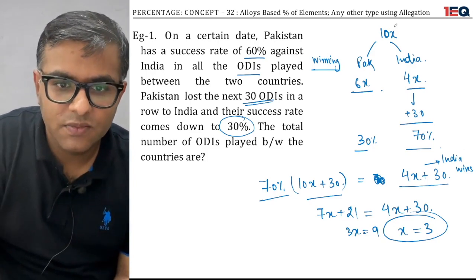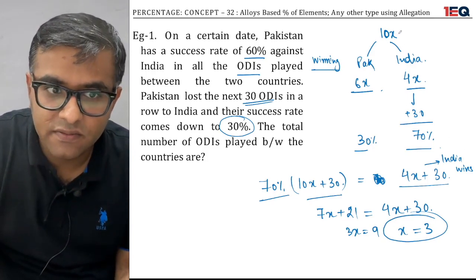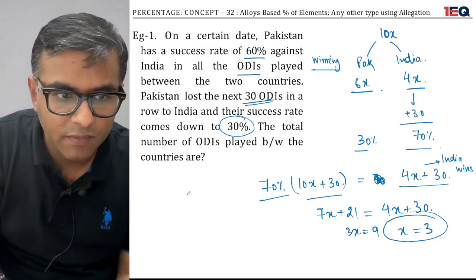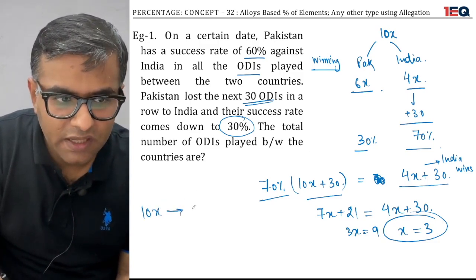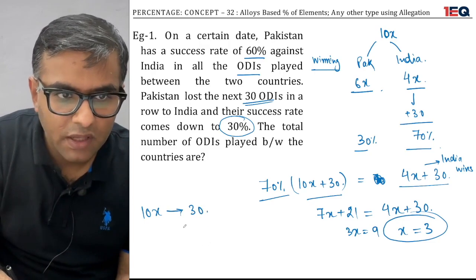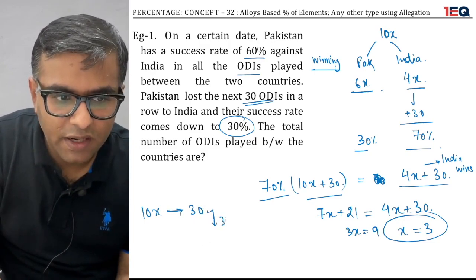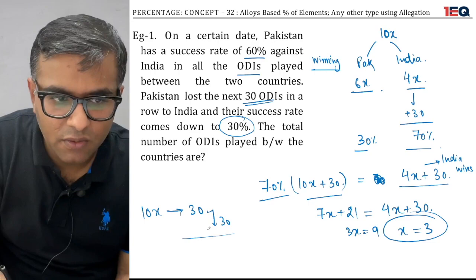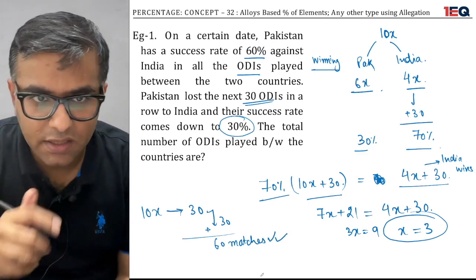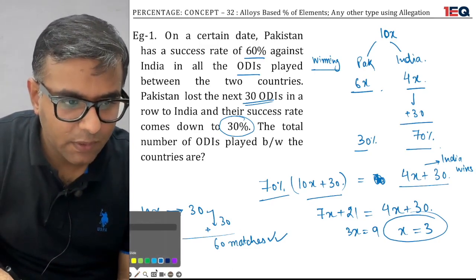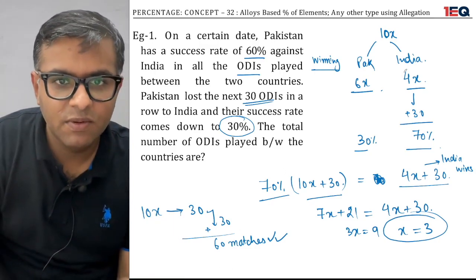Now the question is, how many matches were played between the countries? I assume that 10x matches were played in the starting. So 10x is equal to 30. And another 30 matches were played in which India became victorious. So the total number of matches played was 60. I'll explain the question one more time because there might be people who don't understand it well.